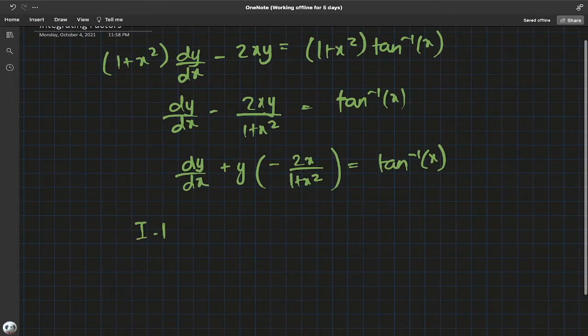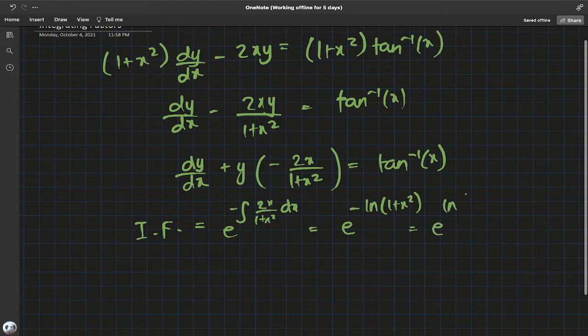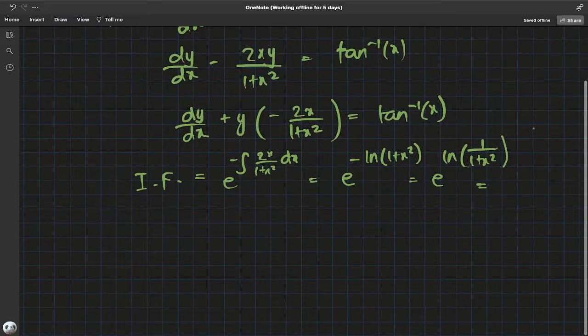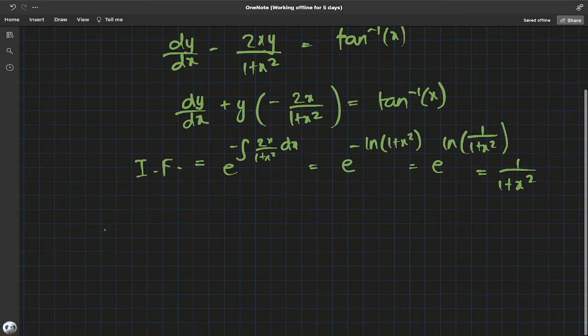Now the integrating factor you can find out is e to the integral of this guy, because this was p of x dx. This is not that bad to integrate. It's negative natural log of 1 plus x squared. This just becomes e to the natural log of 1 over 1 plus x squared. Suck in the negative and make it a power for the argument inside. So 1 over 1 plus x squared. That's the integrating factor.